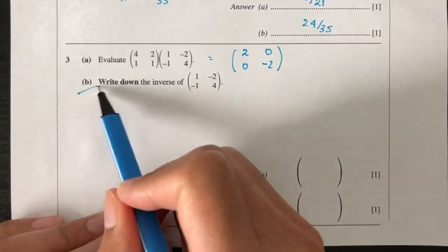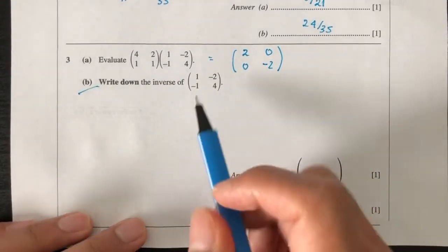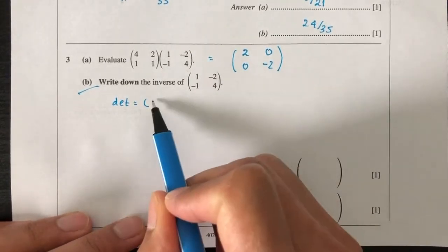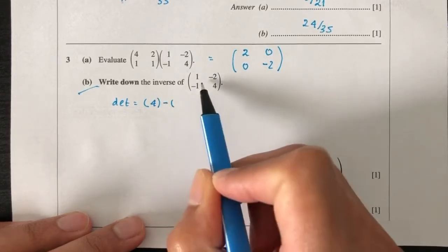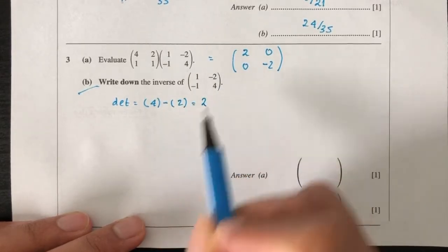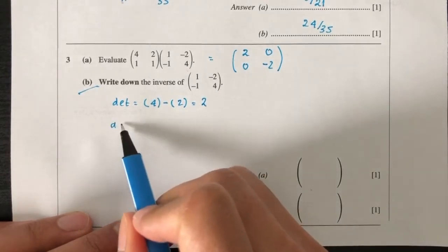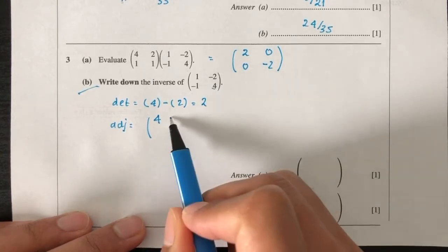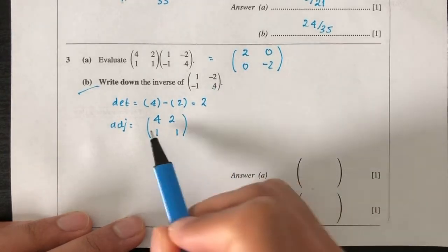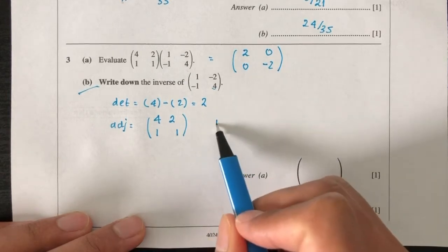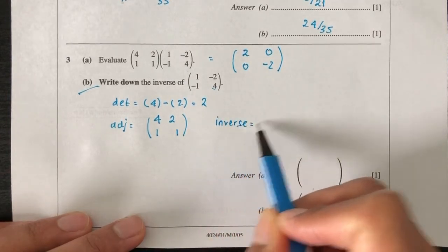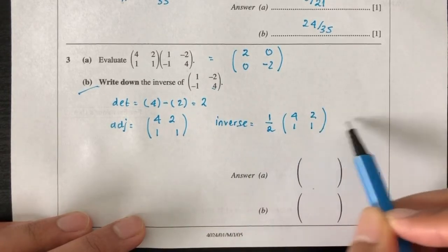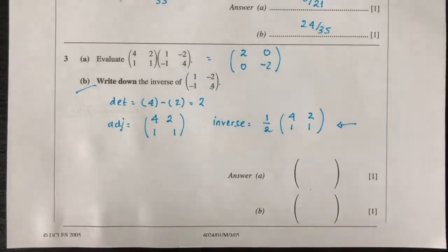Now for this one, write down the inverse of this matrix. So to find the inverse, we have to find two things. One is the determinant, that will be 1 times 4 is 4, minus this one is 2, so that will be 2. The next thing will be the adjoint matrix. We have to switch these two positions, become 4 and 1, and change the sign of these two, that becomes this. So the inverse will be 1 over determinant times this matrix. So 1, 2, 1. That will be your answer for part B.